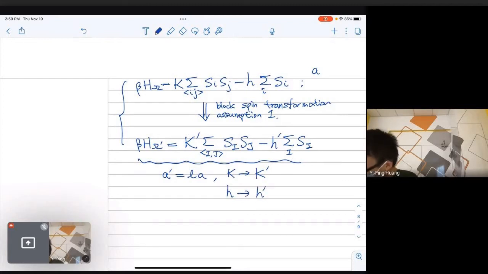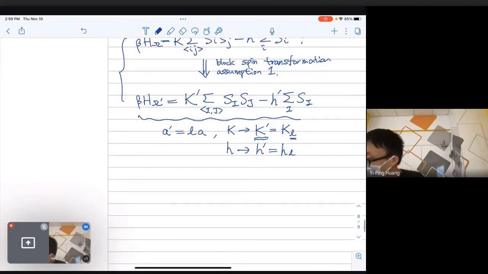At this moment I'll try to be specific, because this K prime obviously will depend on how we coarse-grain our system. If we choose a bigger block spin form, then this K prime will be different. So I'll give it a subindex L, so that we know that the effective coupling and the effective field will be a function of how you do the coarse-graining.